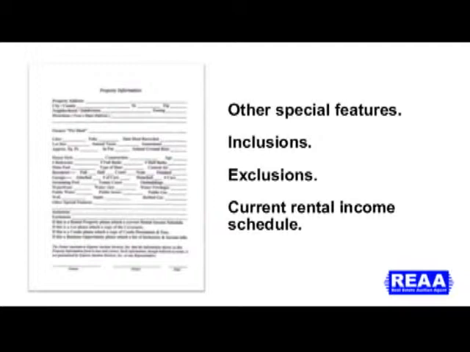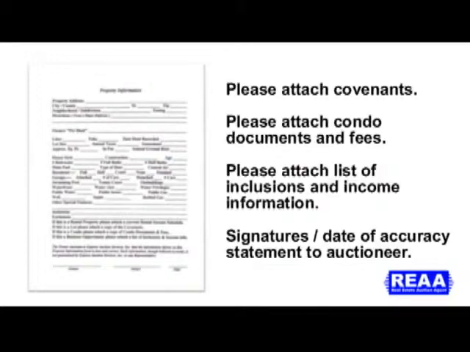Inclusions, what goes with the property. Exclusions, what does not go with the property. If this is a rental property, please attach a current rental income schedule. If this is a lot, please attach any and all covenants or easements that may run with the property. If this is a condo, you will need to attach a copy of the condo documents and the fees.